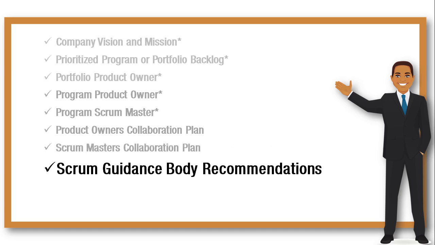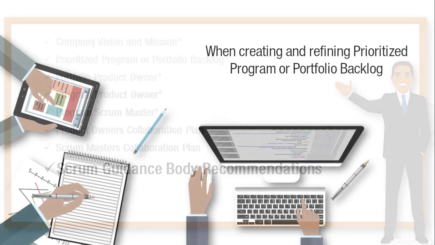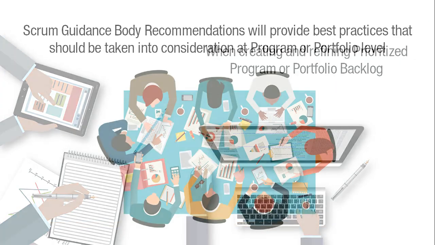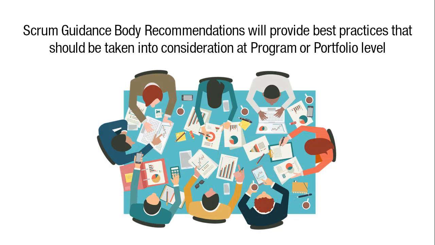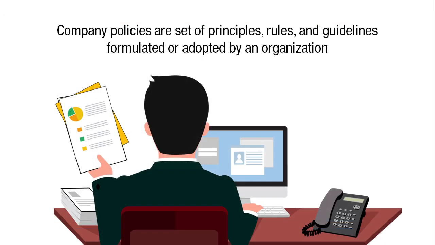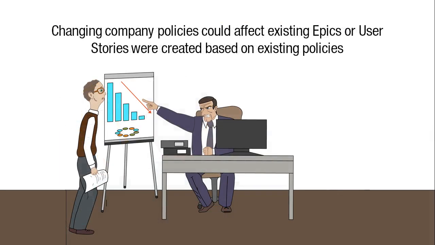Another input is Scrum Guidance Body Recommendations. When creating and refining the prioritized program or portfolio backlog, Scrum Guidance Body Recommendations provide best practices that should be taken into consideration at the program or portfolio level. Another input is company policies. Company policies are a set of principles, rules, and guidelines formulated or adopted by an organization. Changing company policies could affect existing epics or user stories that were created based on existing policies.